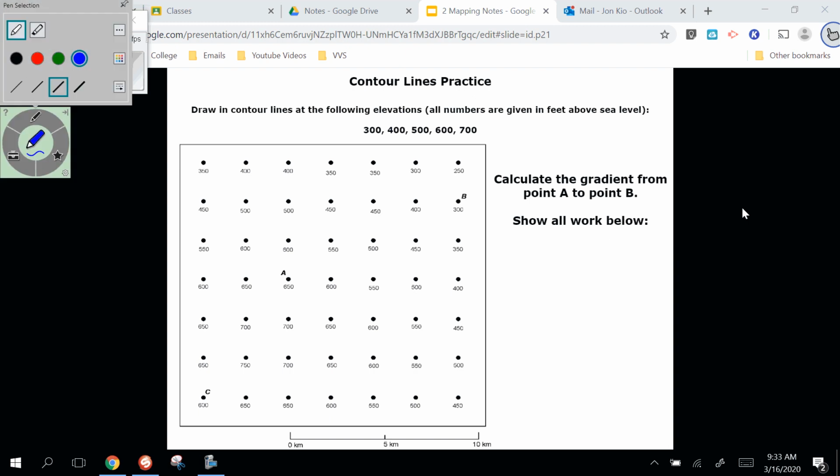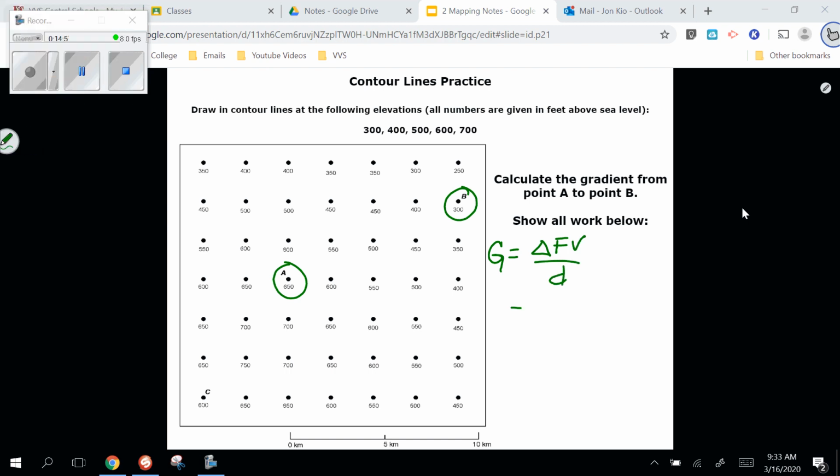Change the color to something different. Oh, green. Okay, so point A is right there. Point B is right there. Gradient is the change in field value over distance. Well, A is 650, B is 300. So our difference is 350. And we're measuring in feet above sea level. So we're going to have 350 feet.